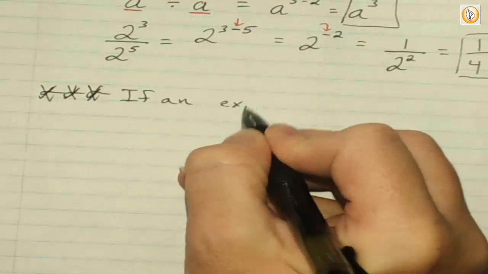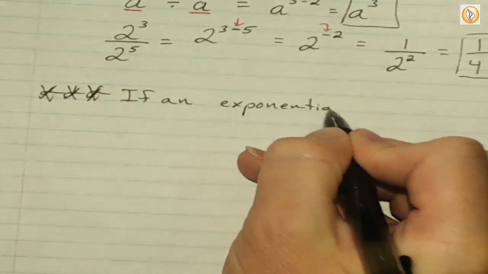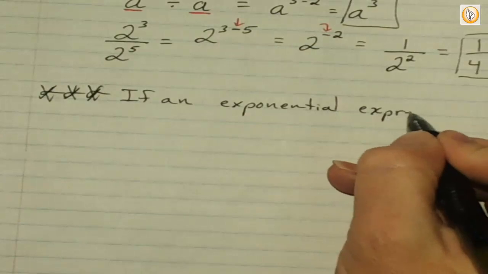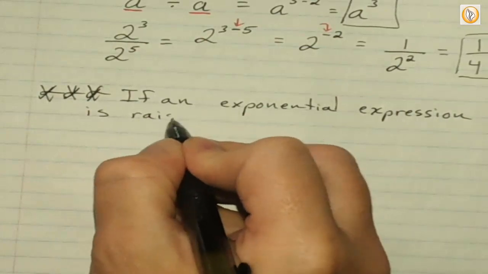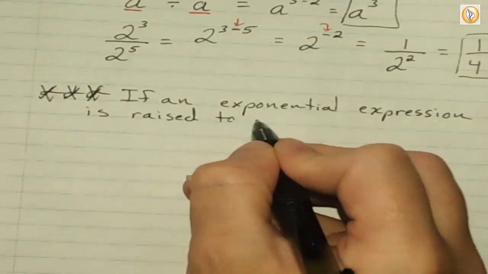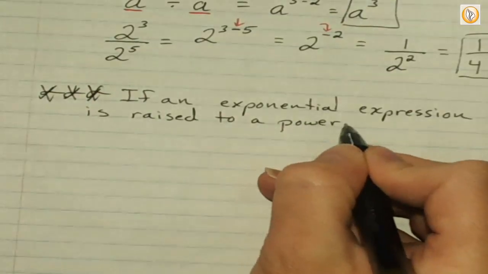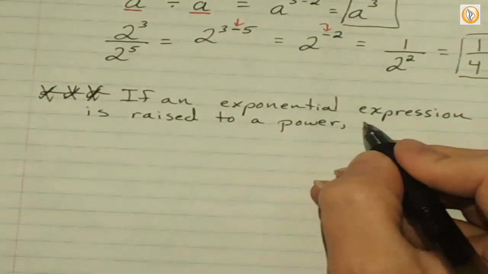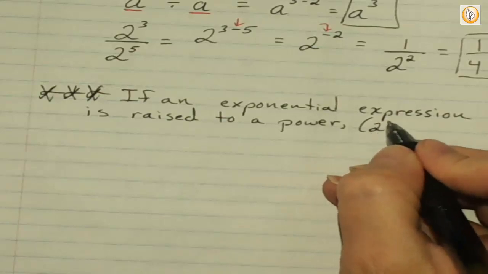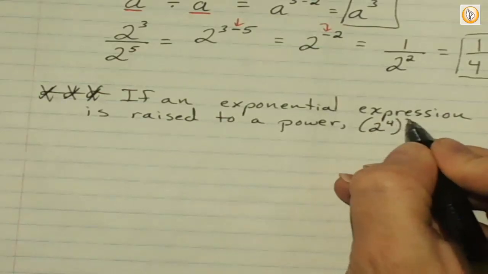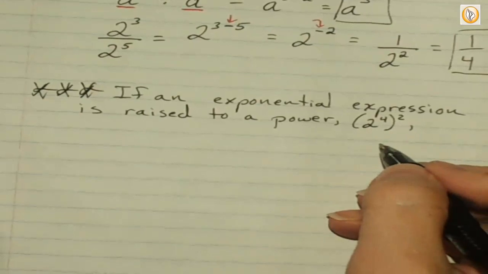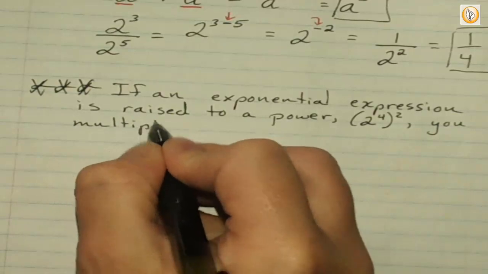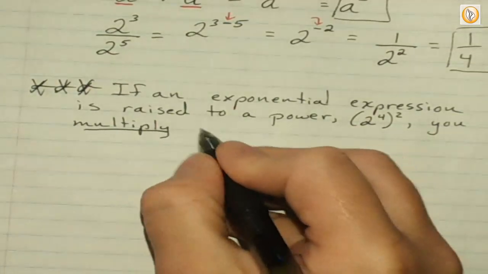If an exponential expression is raised to a power like this, looks like that. That's 2 to the 4th to the 2nd power. You multiply the exponents, and I'm going to give you examples, of course.